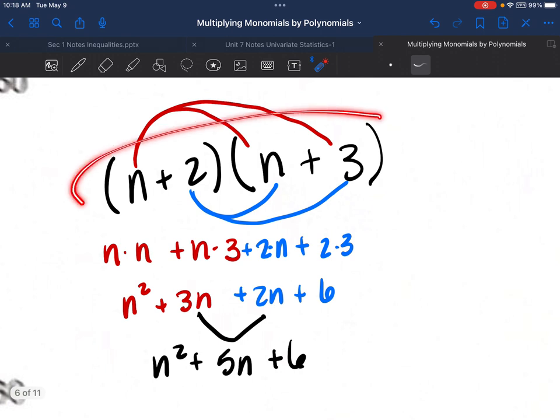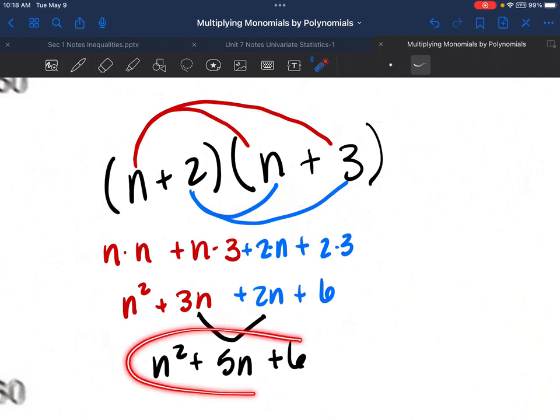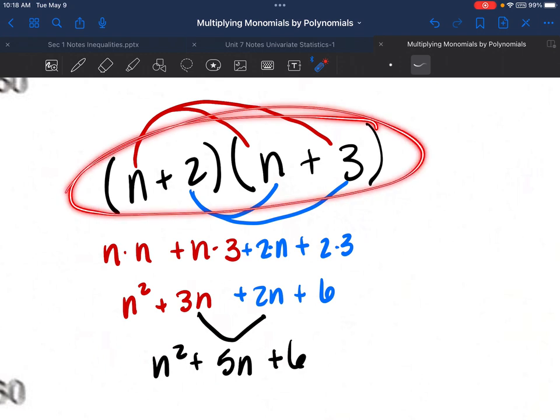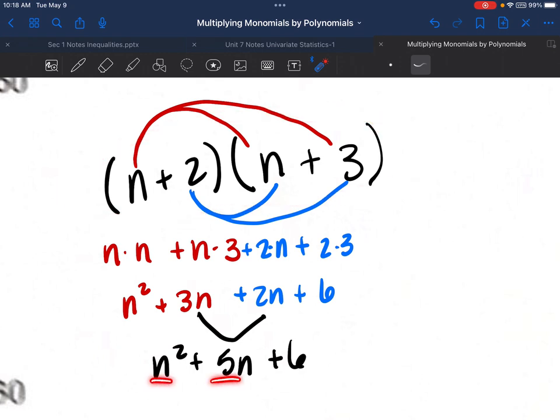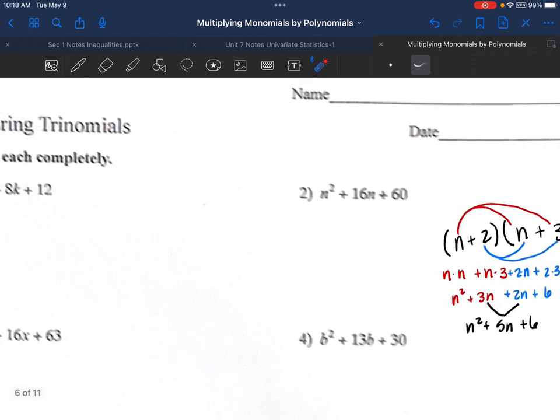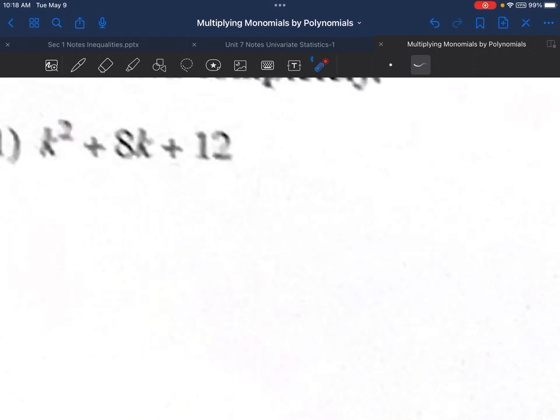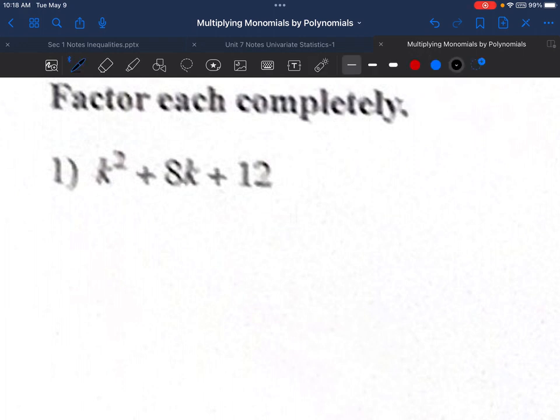What we're doing today, so we've learned how to start with something like this and to end up with something like this. What we're going to do today is the exact same thing but backwards. We start with this trinomial, because it has 3 terms, and we want to end with 2 binomial factors. It seems a little stressful, but it's actually easier than we think it is. Sorry, I know it's kind of hard to see these right now because I didn't take a very good picture. 8k plus 12. Okay, the way to solve these, there's kind of a trick.